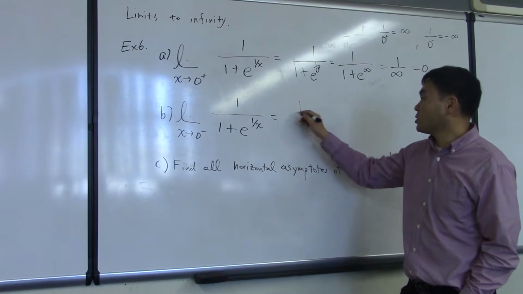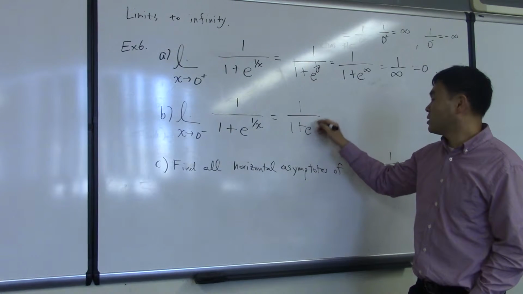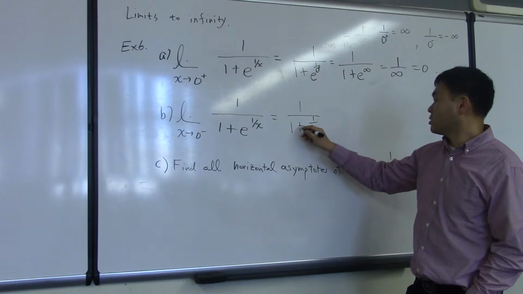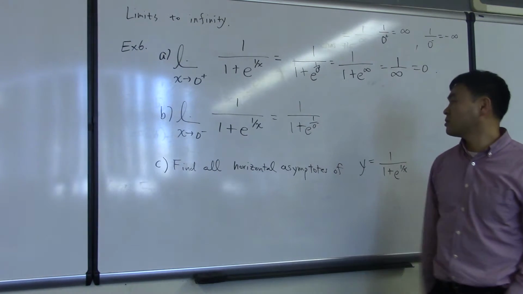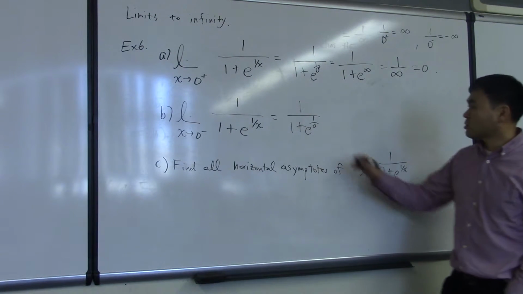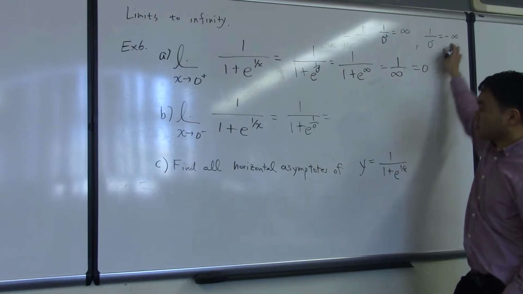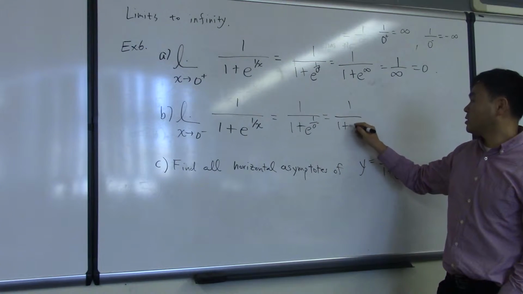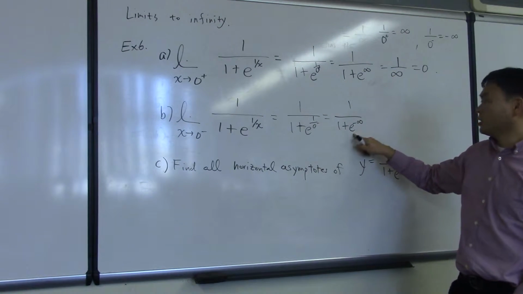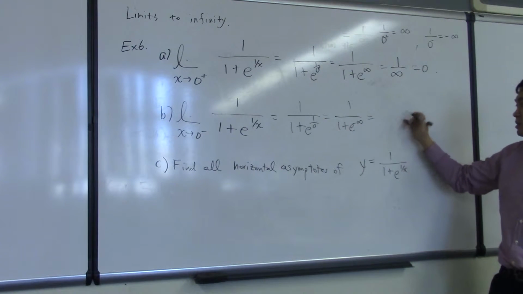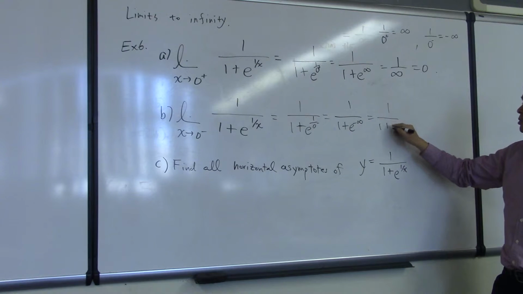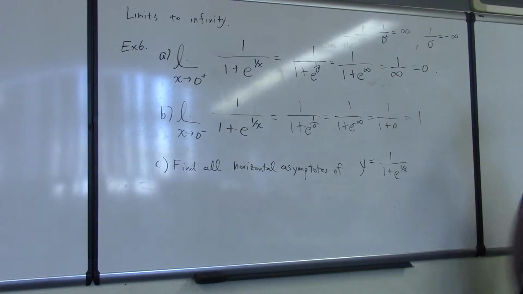For this case, we are dividing 1 by 1 plus e to the 1 over 0 minus. 1 over 0 minus, as we said here, is negative infinity, and e to negative infinity is 0, because this is 1 over e to infinity. So you get 1 plus 0, which gives you 1.